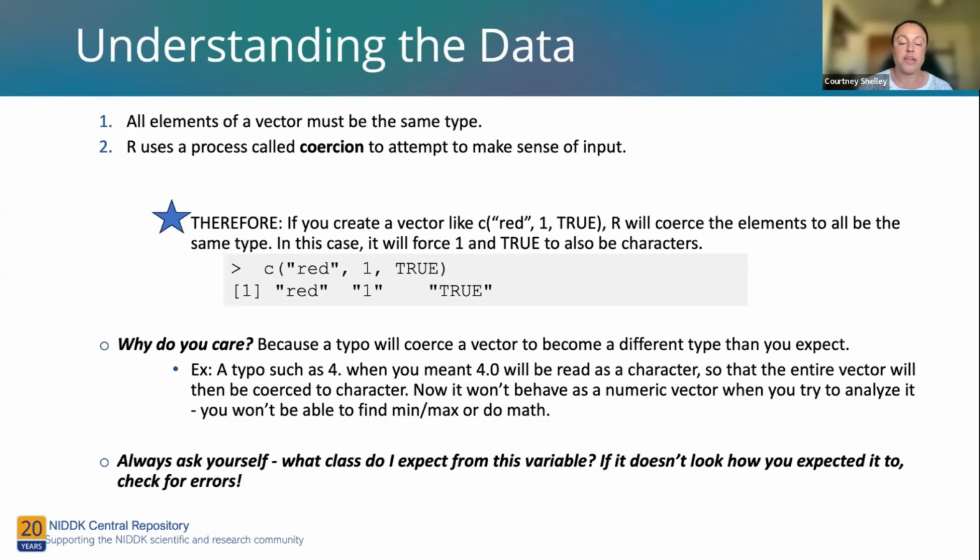So a really important thing at every step is to ask: what class do I expect from this variable? If it's age, I expect it to be numbers. If it is gender, I expect it to be character. If it doesn't look how you expect it to, check for errors and typos.